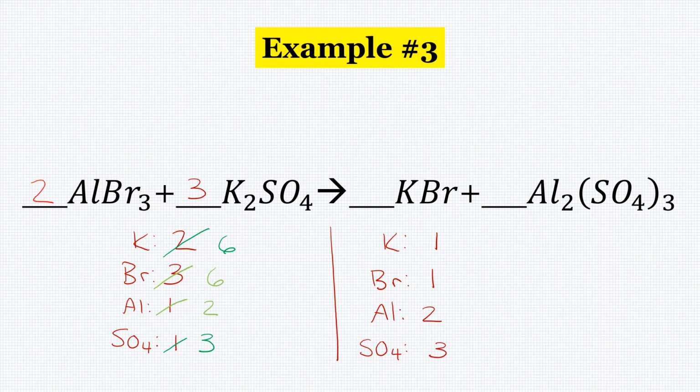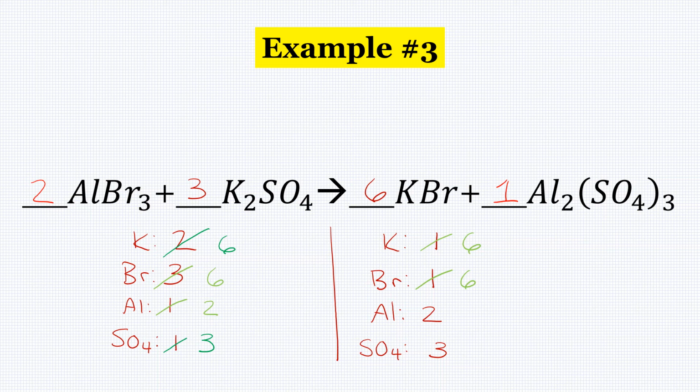Okay. So let's see what we need to fix. Our potassiums are out of balance. So to balance my potassium, I need to put a 6 here. This is going to fix both my potassium and my bromine. And again, I'm going to put a 1 in front here just to remind myself that I've looked at that and everything's good. So 6 and 6, everything looks balanced.